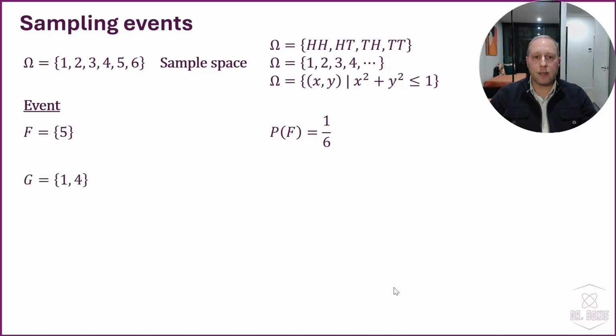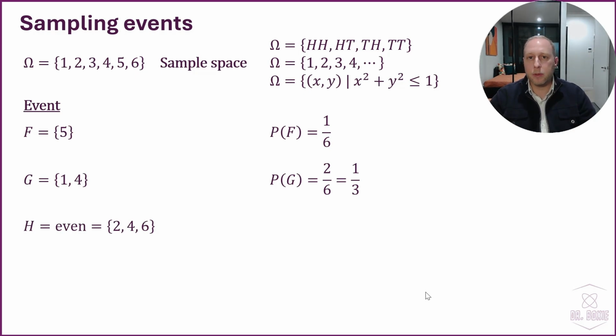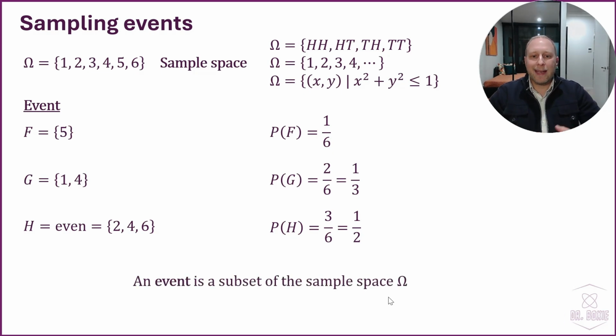Another possible event can be throwing a 1 or a 4. I call that event G, and the probability of G, again, intuitively, we understand it to be 2/6, which is 1/3. Another possible event can be throwing an even number, so that would be a 2, a 4, or a 6, and the probability of that event would be 3/6, which is 1/2. So an event, in this sense, is simply any subset of the sample space.